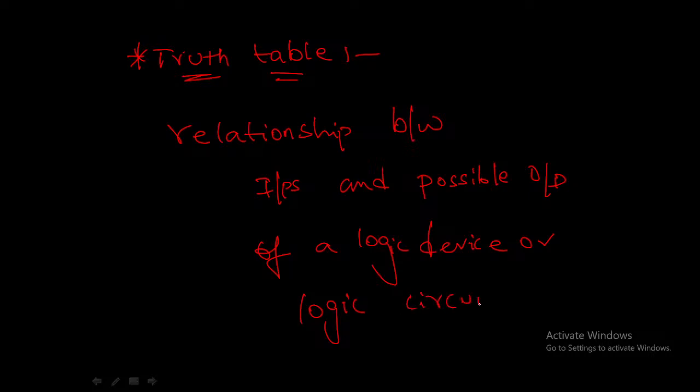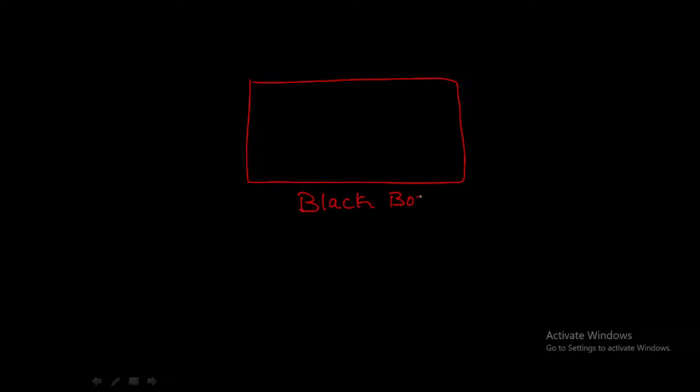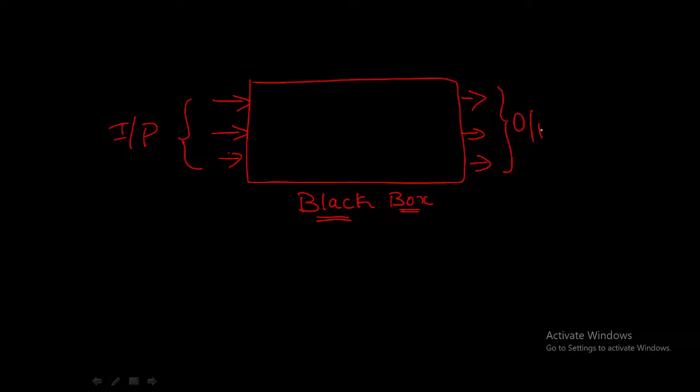So a truth table is a relationship between the inputs and possible outputs of a logic device or a logic circuit. Let's say we have a logic circuit, and let's consider a black box. We don't know the circuit design or anything, so that's why it is a black box. A black box is nothing but we don't know what is inside this box. We have some set of inputs to this black box, and we will get some possible outputs from this black box.